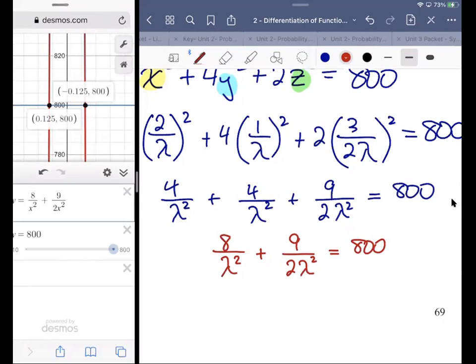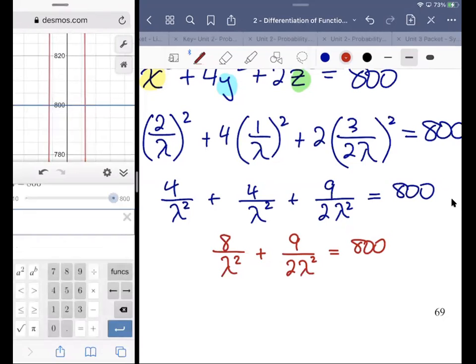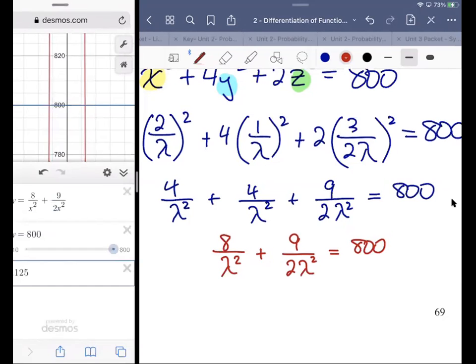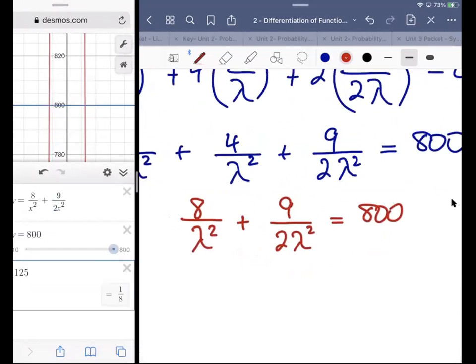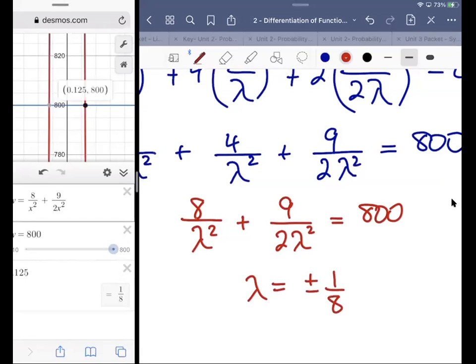So we get, just by working it out this way, some clean intersection values, 0.125. And if you don't know what that value is in fraction form, you can put it in as 1/8. So lambda is going to be plus or minus 1/8, just by using the Desmos calculator.